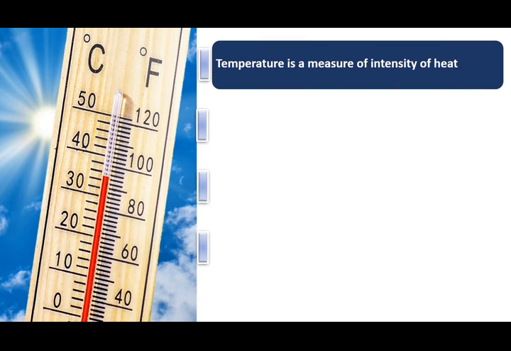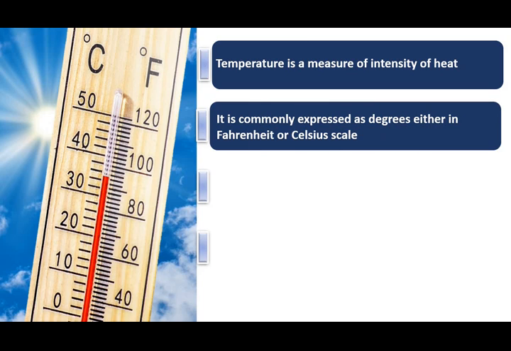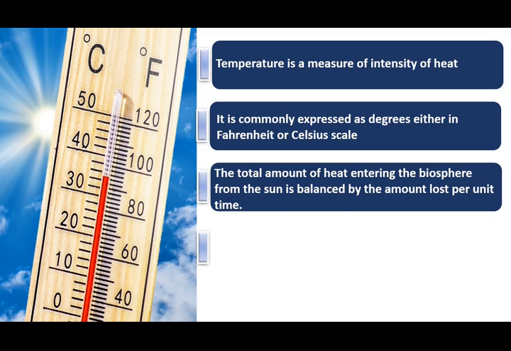Temperature is a measure of intensity of heat. In terms of standard unit, it is commonly expressed as a degree either in Fahrenheit or Celsius scale. Heat is a form of energy called thermal energy. Thermal energy is exchanged between animals and environment by radiation, conduction, convection, and evaporation. These four basic modes of transfer of heat energy occur within the organism and in the interface between the organisms and their environment.